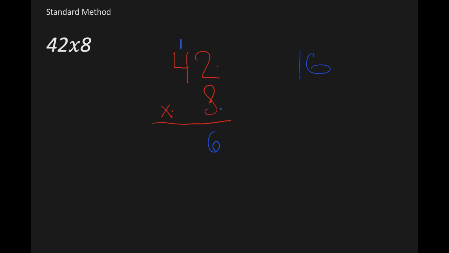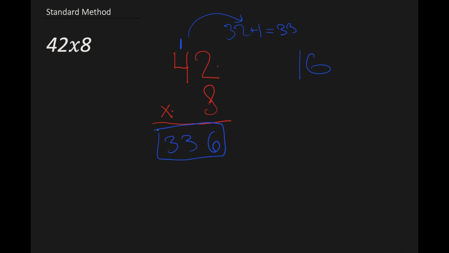So you regroup here. Okay? And then you do 8 times 4, 32. And then what you're going to do, you have 32. Take the regrouped 1, add it to 32 to get 33. Just going to write 33.